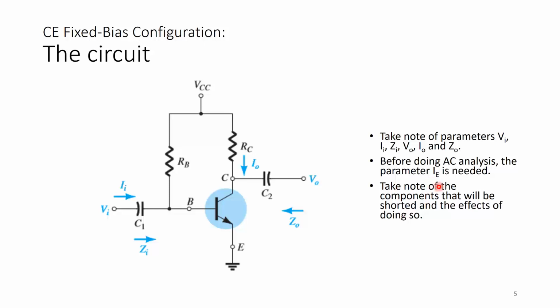Okay, so before doing AC analysis, when we did the RE model, we did mention that to find RE, the small letter r, small letter e, we need the DC value of emitter current IE from DC analysis. Also we know that we are going to short the circuits, the coupling capacitors, which we have covered in the previous slide as well. So we'll have to take note when we short those capacitors, what would happen and the effects of doing so to the components that are in the circuit.